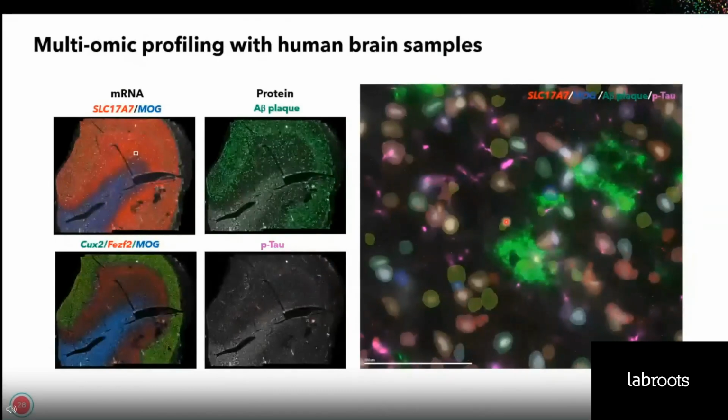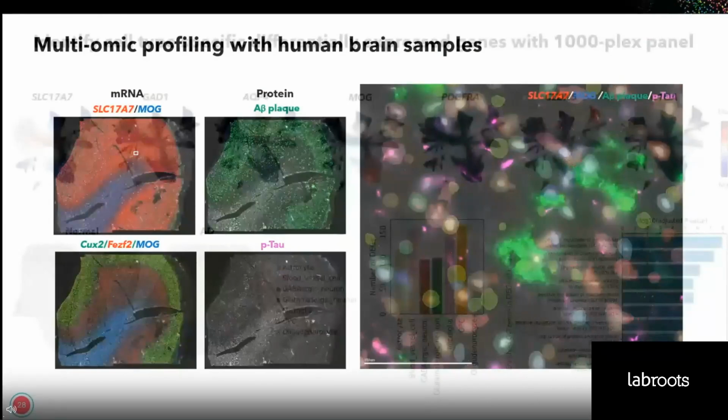So in this enlarged picture, you can see the expression of glutamatergic neuron marker SLC17A7 and the oligodendrocyte marker MOG. In addition, we can also see the A beta plaque and p-tau staining. So including these protein pathological markers can enable us to perform some additional analysis in addition to RNA, which I will present later.